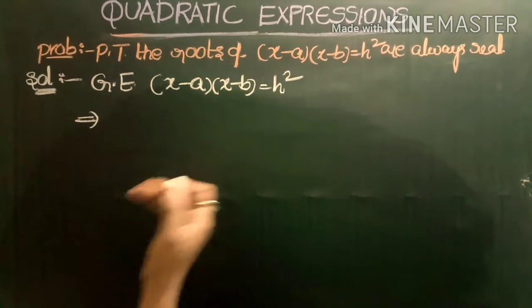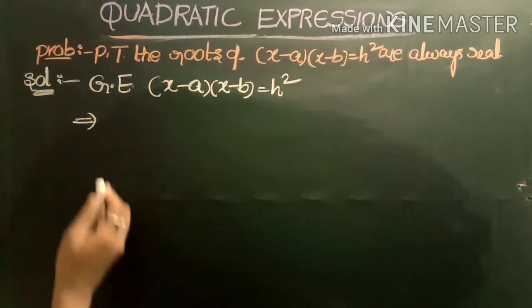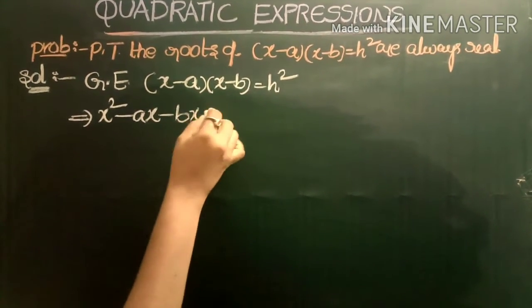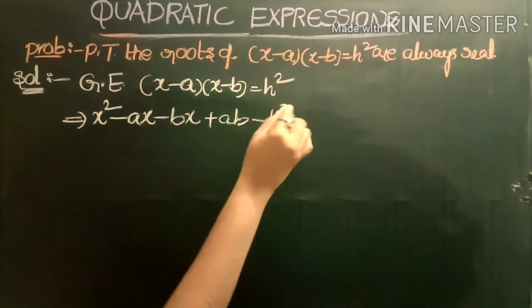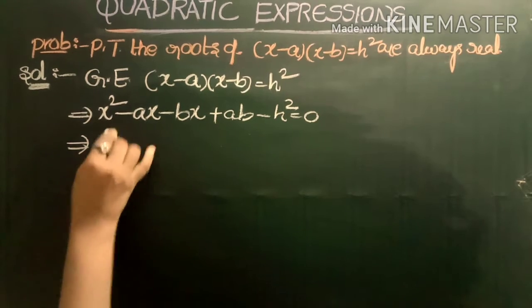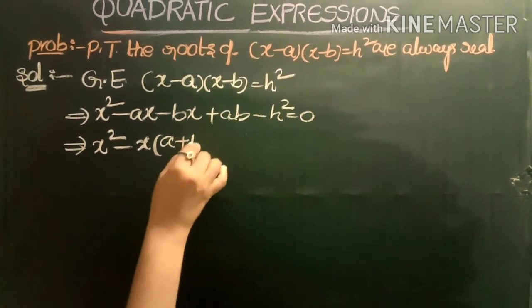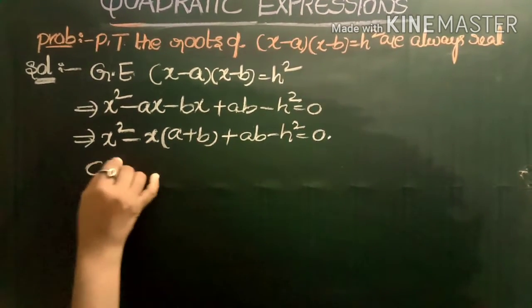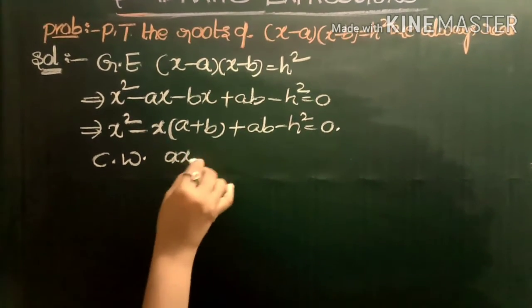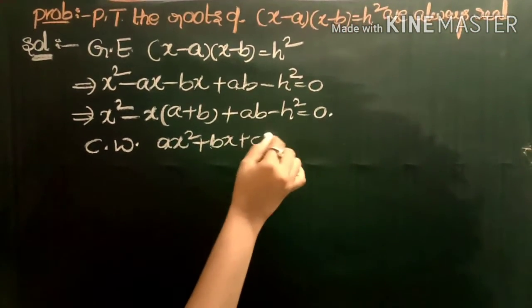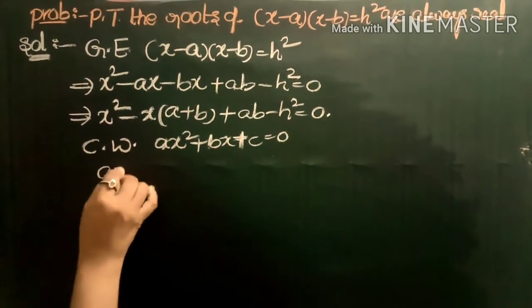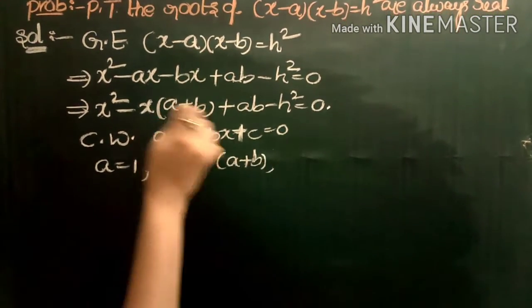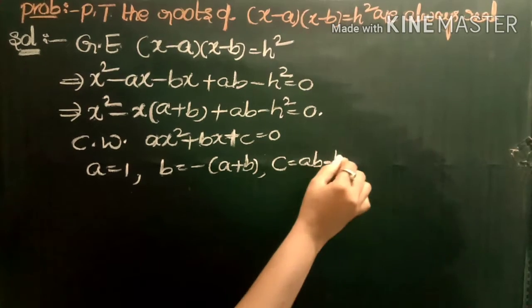The given equation is (x minus a) into (x minus b) is equal to h square, which implies we have to convert this equation into the form of ax square plus bx plus c is equal to 0. So further taking the product, this is x square minus ax minus bx plus ab minus h square equals 0. That implies x square, taking x common here, minus x into (a plus b) plus ab minus h square equals 0. Now we compare this equation with ax square plus bx plus c equals 0. Then the values of a, b, c are: a is equal to 1, the x square coefficient; b is equal to minus of (a plus b), the x coefficient; and c is equal to the constant ab minus h square.